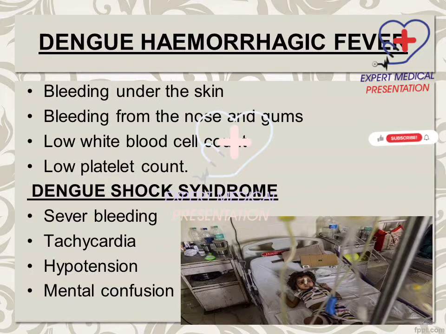Dengue hemorrhagic fever: bleeding under the skin, bleeding from the nose and gums, low white blood cell count, low platelet count. Dengue shock syndrome: severe bleeding, tachycardia, hypotension, mental confusion.